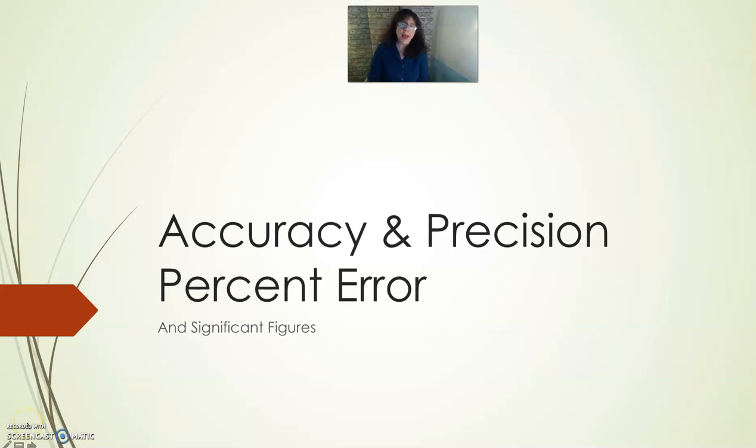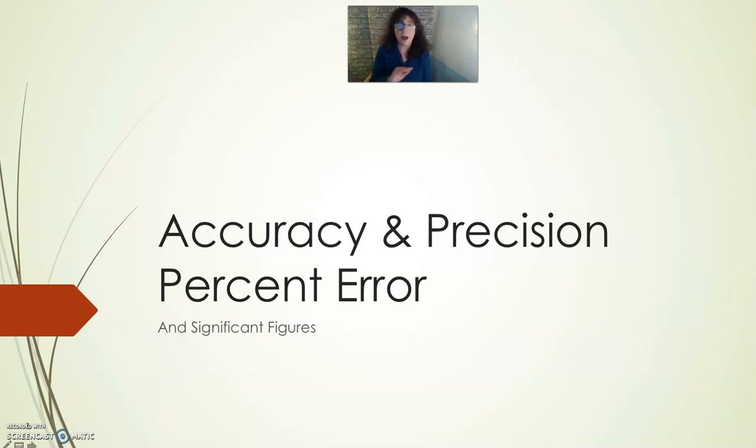I wanted to cover accuracy and precision a bit more so you understand the difference between the two of them and the way they relate to percent error. That involves a bit of significant figures. We're not going to delve into that too far.